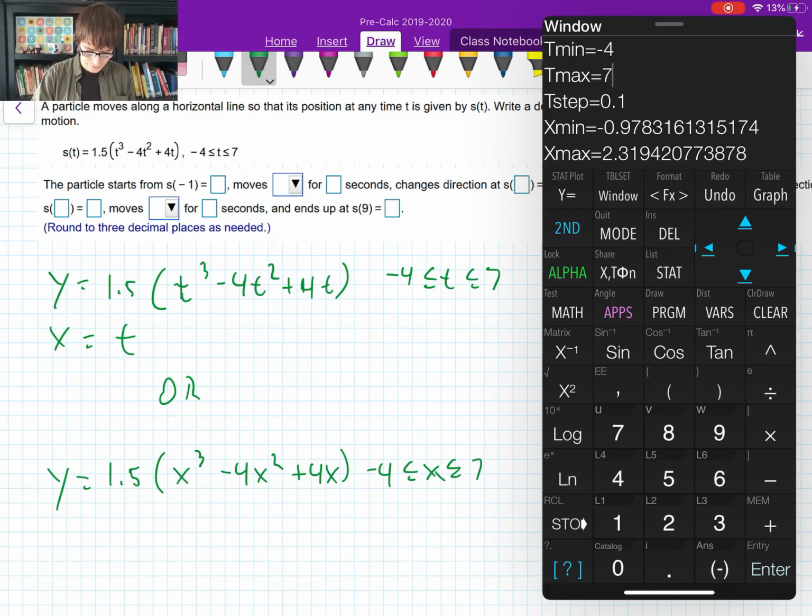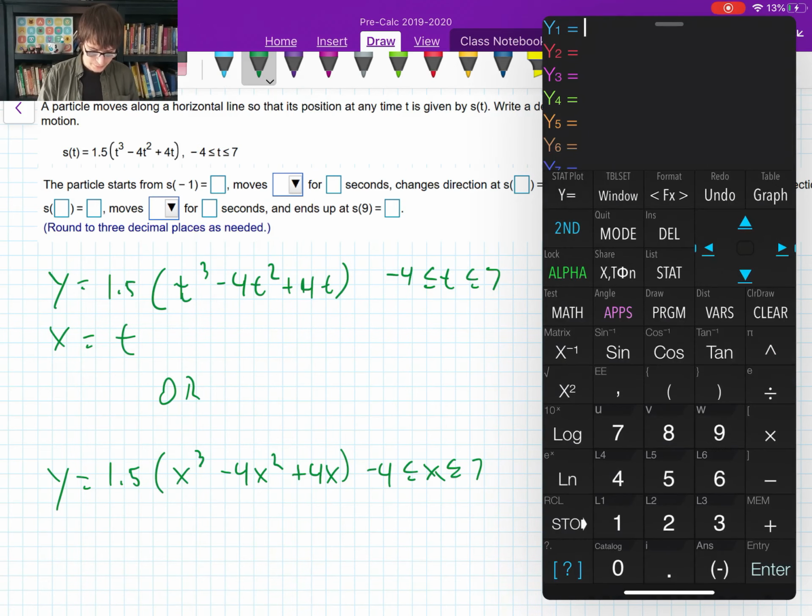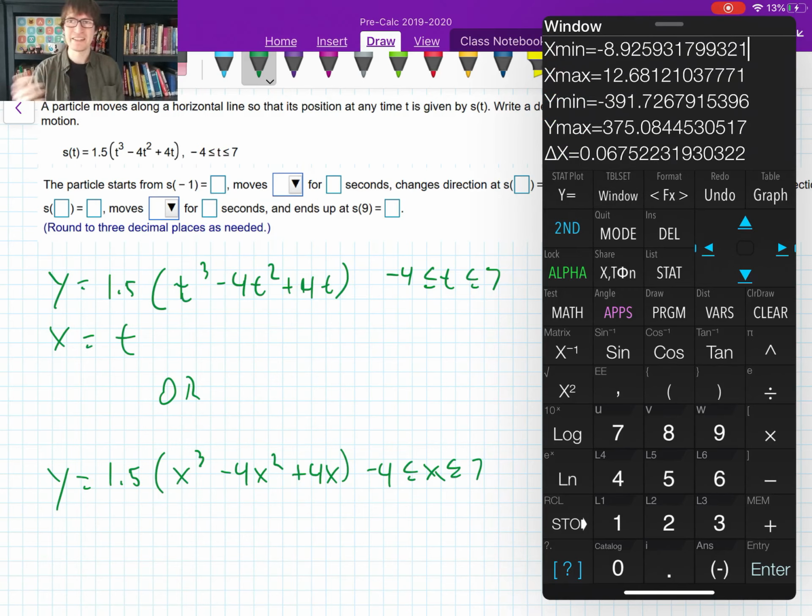If I did the function version, which should be the exact same, we'll check to make sure that it is. That is not exactly what I wanted yet. We'll have 1.5 times x cubed minus 4x squared plus 4x. And okay, for our window, I can't do a t thing here, so I just have to limit the boundaries of the window itself. The boundaries of the window are going to be my limits of x. So x goes from -4 to 7.